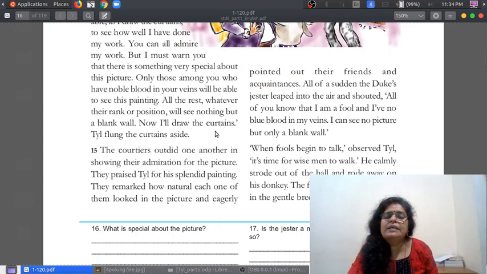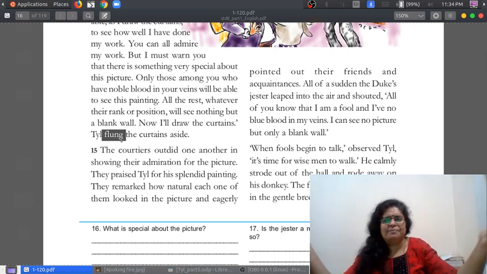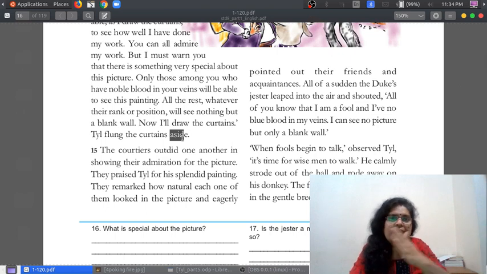Now I will throw the curtains. Till flung the curtains aside. Flung. The word flung means to throw. Till flung the curtains aside. Aside means to one side.